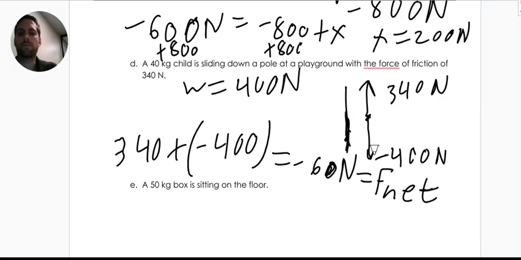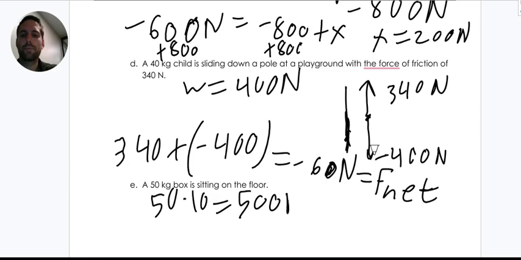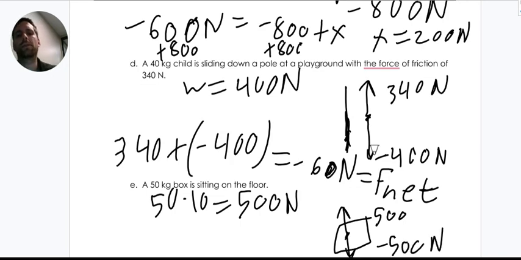So for example, for E, we have this box sitting on the floor. It's not doing anything. And this is 50 kilograms again, 50 times 10. Weight equals mass times gravity, 500. So that's going down. Then we have one going up. So 500 going up, negative 500 going down. Our net force is going to be 0, of course, because if we add those together, it's sitting on the floor. It's not going anywhere.